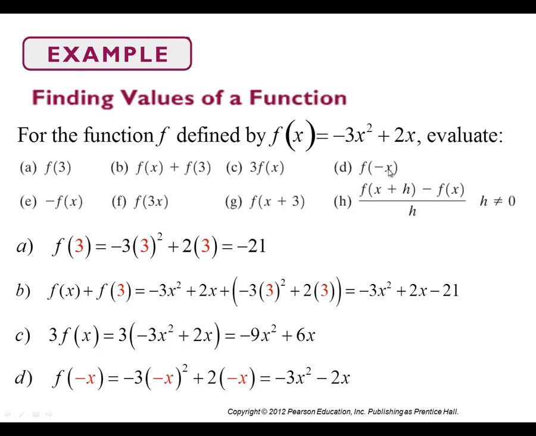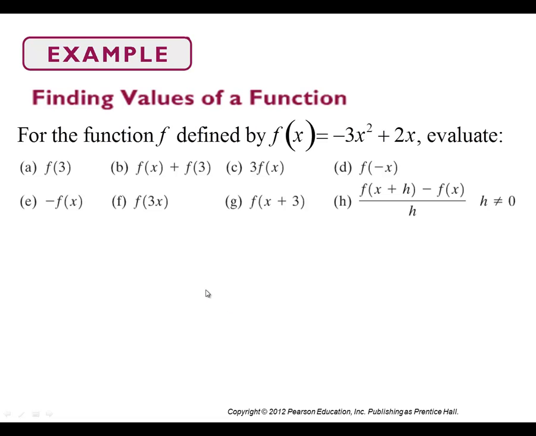Okay, for D, you've got f of negative x, and so now you're going to put negative x in wherever x was. So again, it's like you're cutting that x out, putting parentheses there, and then substituting negative x in each one. Well, this would be negative x times negative x is a positive x squared times negative 3, that's a negative 3x squared. And then negative x times 2 is a minus 2x.